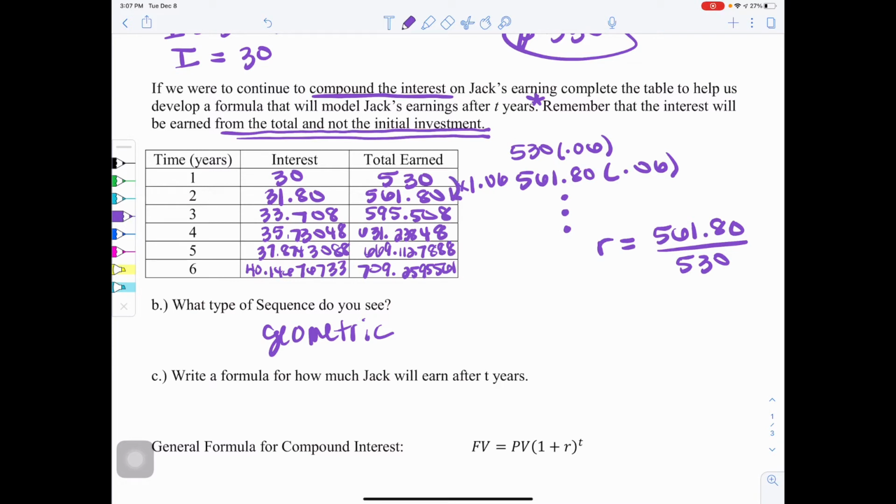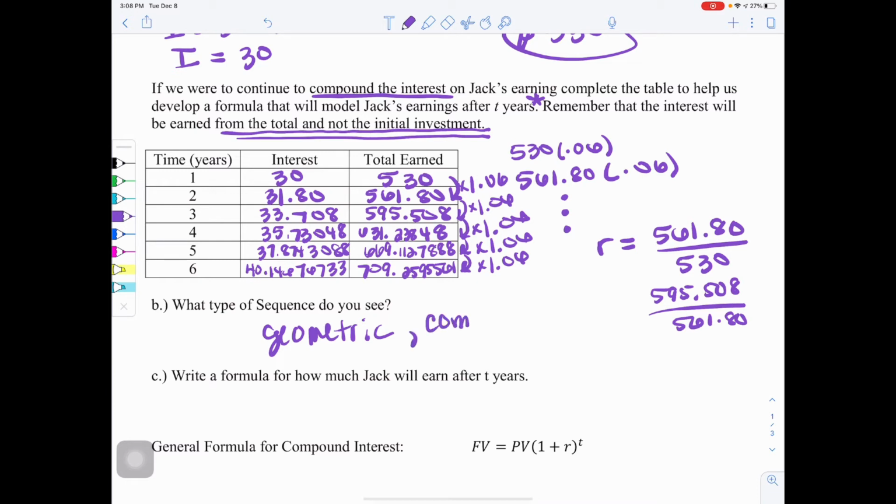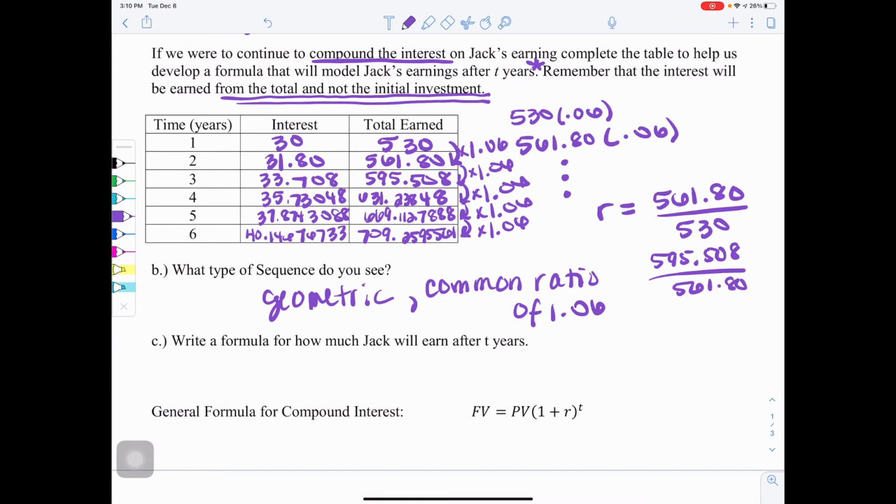And then we could do the same thing for 595.508 over 561.80. And you will get times 1.06 again. And that pattern happens the whole entire time. So now you can see why I wanted you to keep all the decimal place values. If you had rounded, that common ratio would not have presented itself. So now we know it's geometric and we have a common ratio of 1.06.